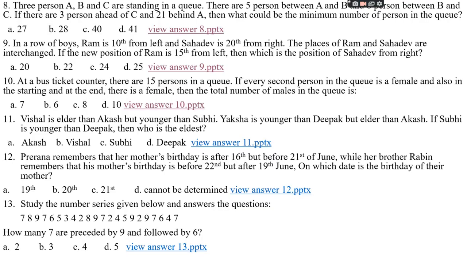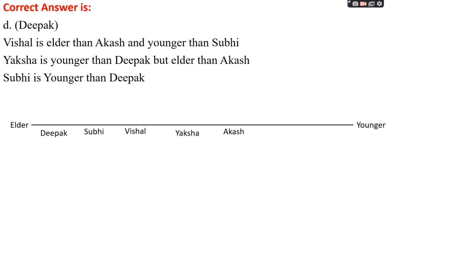Question number 11. Vishal is elder than Akash but younger than Suvi. Yaksha is younger than Deepak but elder than Akash. If Suvi is younger than Deepak, then who is the eldest? Option A, Akash, option B, Vishal, option C, Suvi, or option D, Deepak. The right answer is option D, Deepak.